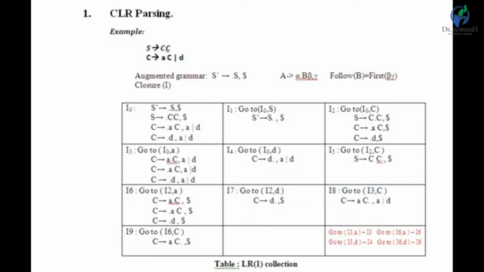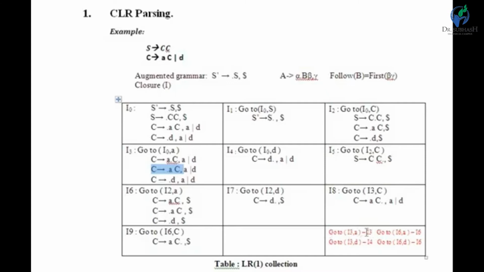Now go to I3 on C. So C gives A dot C comma A or D. Next, I3 on A. So C gives A dot C, comma A or D. You also got this same item with this method. So whenever you find goto I3 on A, it's I3, so there is no need to write down its production again.